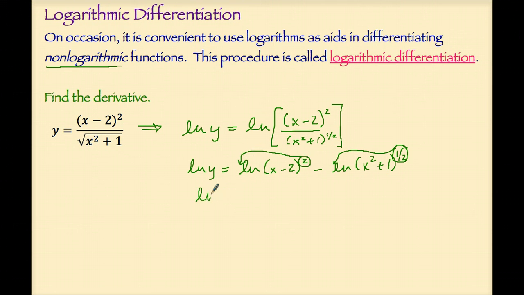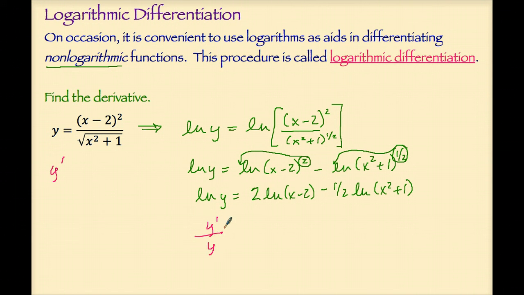And I end up with natural log of y is equal to 2 natural log of x minus 2 minus 1/2 natural log of x squared plus 1. Now let's take the derivative. This is going to be 1 over y times the derivative of y. And since we're ultimately going to be solving for y prime, let's write this as y prime over y.